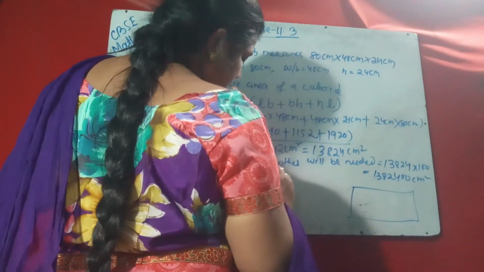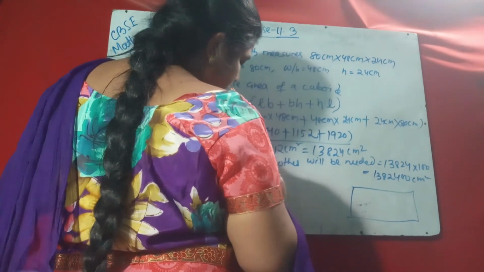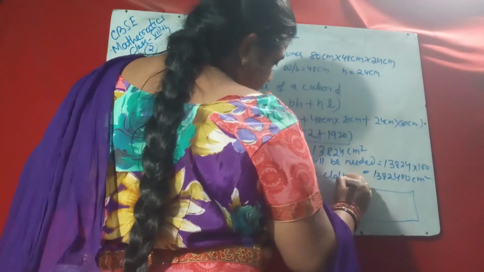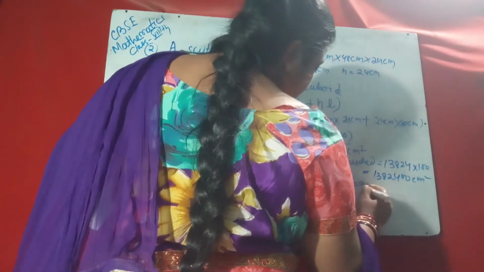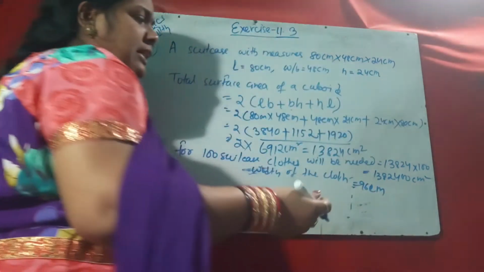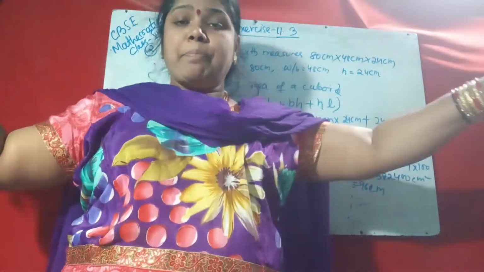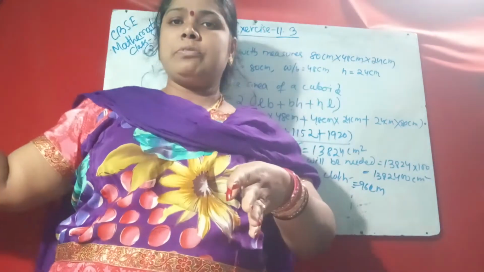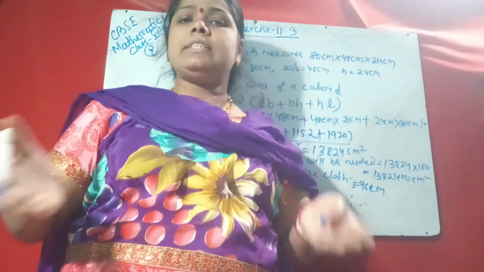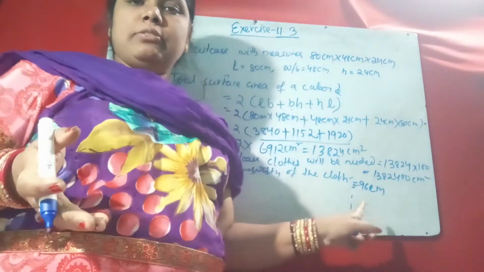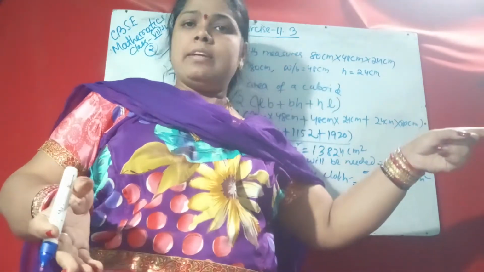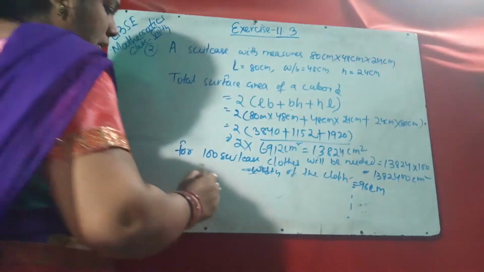The width of the cloth equals 96 centimeter. If you add all the covers for 100 suitcases, you will get one big rectangle-shaped cloth. Width is given, so to find the length, you know the area of a rectangle is length into breadth. So you find out the length of the cloth by dividing.